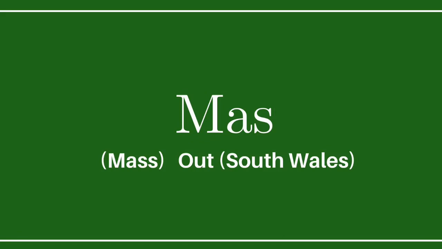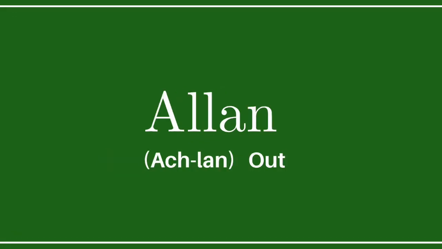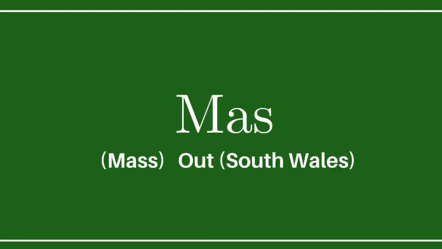You'll also hear another word for out. You'll hear it more often in North Wales, but you will hear it sometimes in South Wales, and that is allan. It's spelled A-L-L-A-N. Again, the double L sound sounds a little bit different in the middle of a word. It's a CH sound with a slight L. Allan. Out. So listen out for both of those words meaning out. Mas and allan.